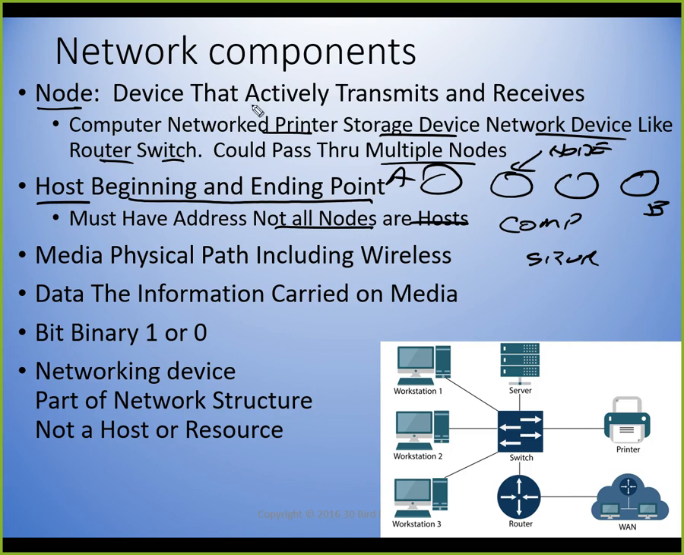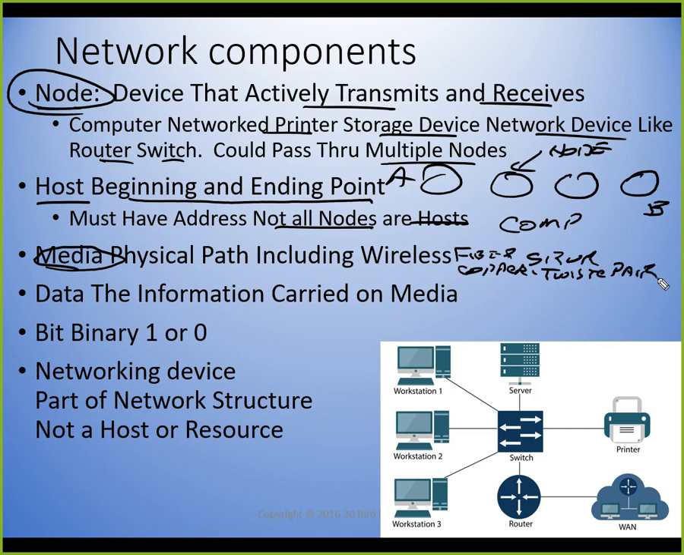Then media is the physical path, including wireless. The media is going to be fiber. Fiber is what we all want, but not always so simple to put in. It could be copper, and the copper that we use now is twisted pair, although we'll talk a lot about coax and see pictures of coax. It's used in cable modems, but it's not used in networking itself that much. And then wireless. Wireless is easy to set up, not always as secure as we would like it to be.